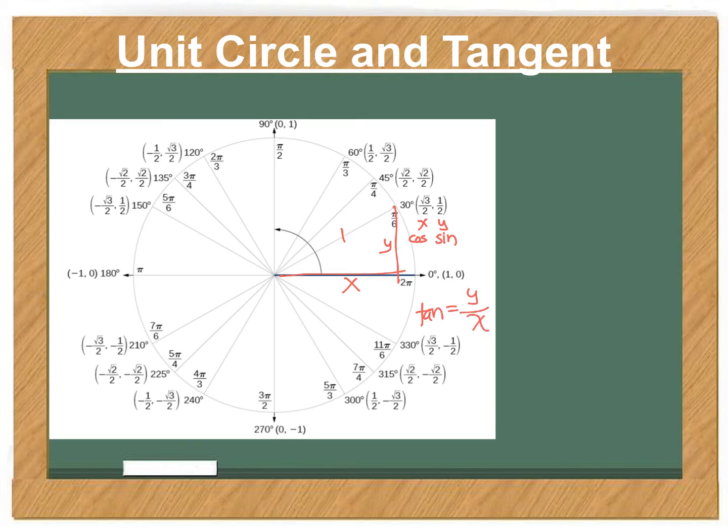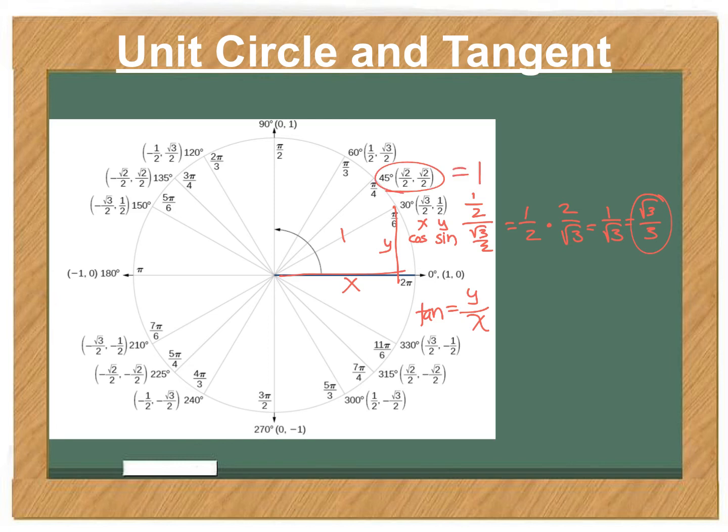So then I could go through all of my numbers. For 30, this is going to be 1/2 over root 3 over 2, which is 1/2 times the reciprocal, which is 1 over root 3. Rationalize that, which is root 3 over 3. That's the tangent. 45 is a little bit easier. It's that over that, so it's just 1.